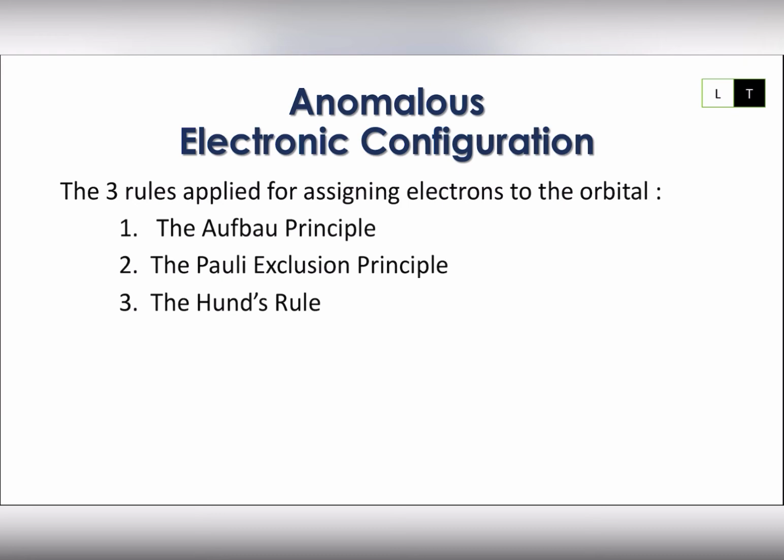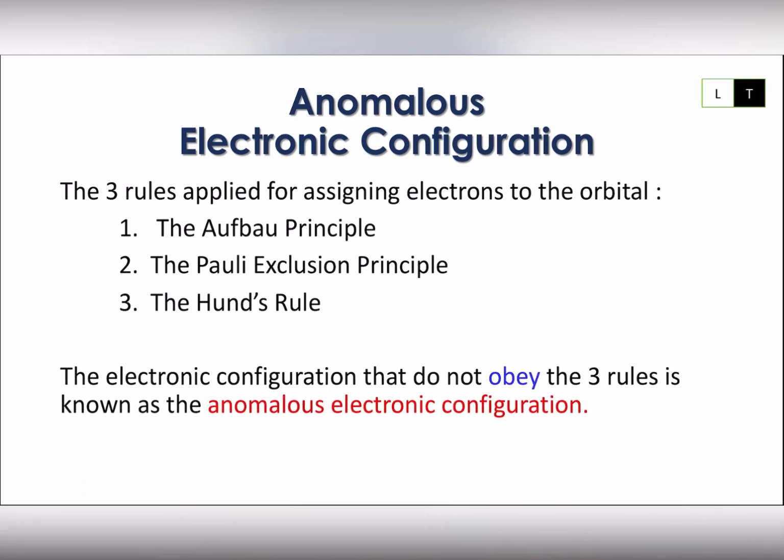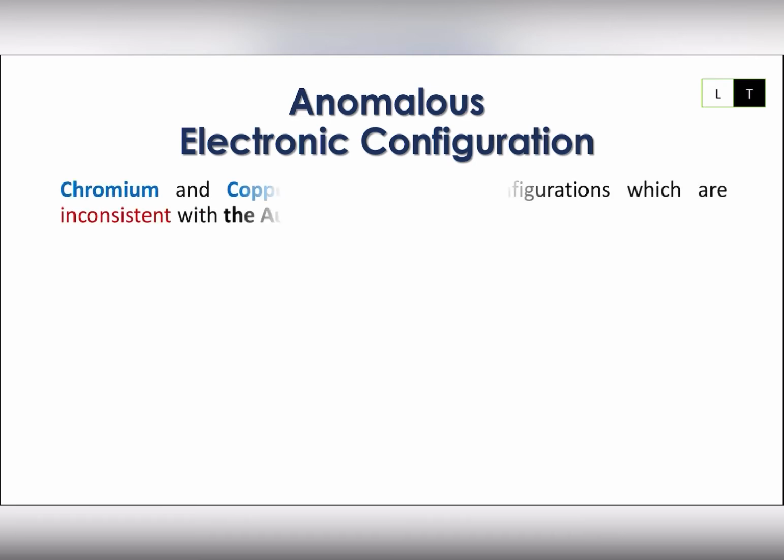We know that we have to apply these three rules or principles when writing down the electronic configuration. However, there are certain elements in periodic table where its electronic configuration do not obey the three rules. That is why we call that as anomalous electronic configuration. So apakah elemen yang tidak obey itu? Kita ada dua contoh. The first one is chromium and the second one is copper.